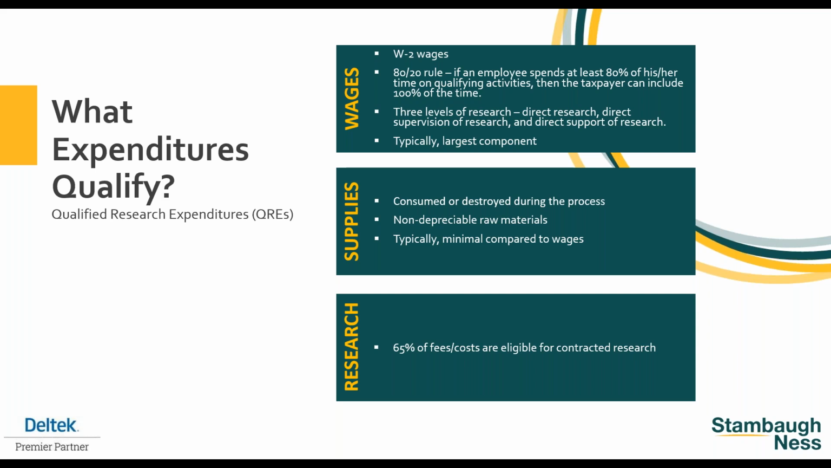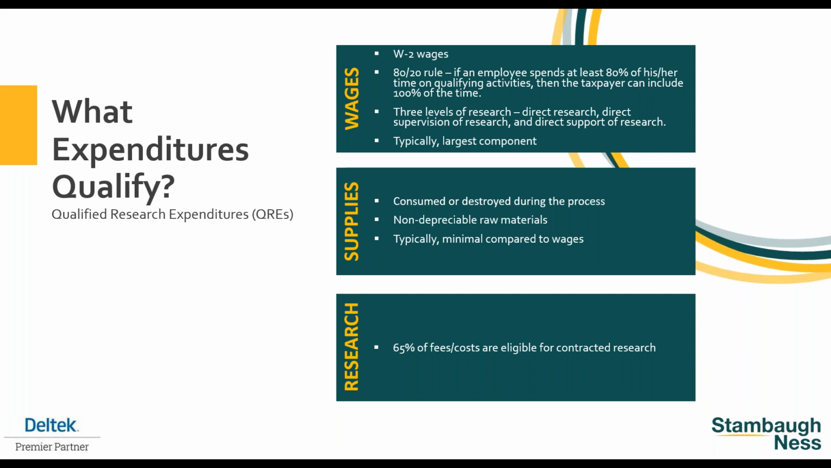Also direct support of the research, which could be administrative people that are running reports, accumulating data and whatnot. So we really want to get as much coverage as we can. Again, typically in the AE space, the wages are the largest, sometimes even the only component that factors in. But there are 2 other components.